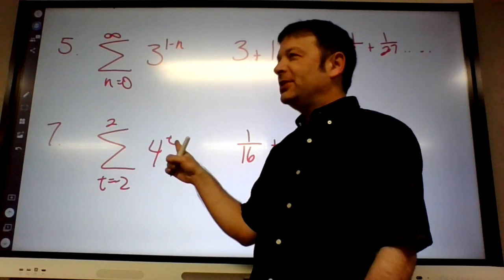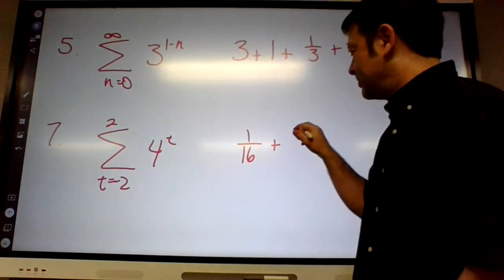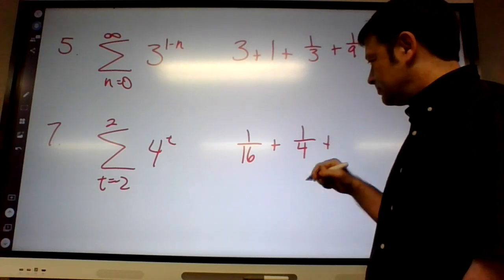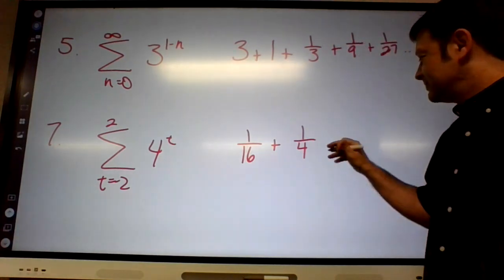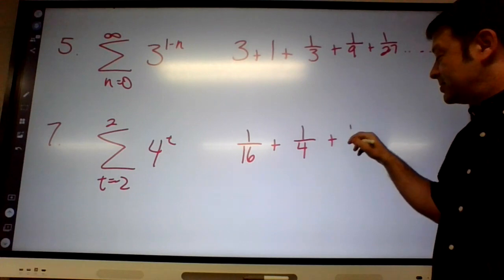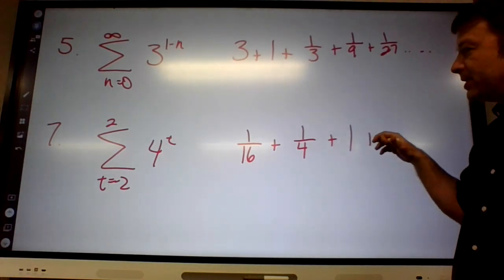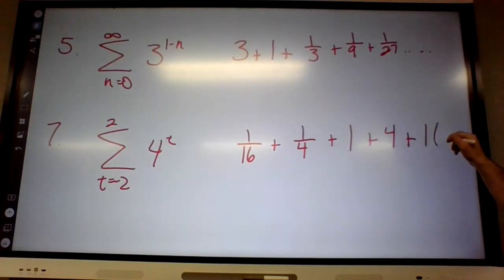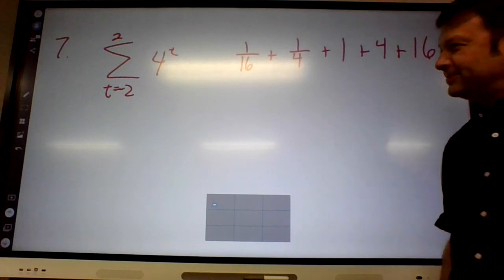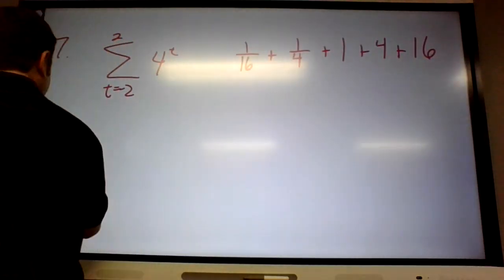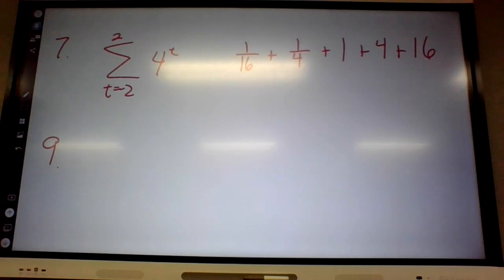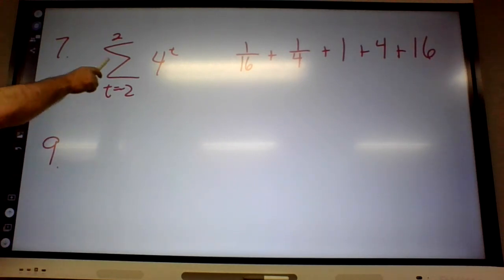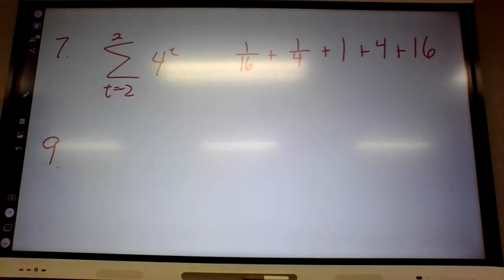Okay, if I plug in -1. 1/4. There we go. Make me feel better, thank you. If I plug in 0. Yeah, anything to the 0 is 1. If I plug in 1, 4 to the 1. And if I plug in 2, so we only have to go to the second term, right? Oh, we have to go to t equals 2. We're going from -2 to 2. Got it.